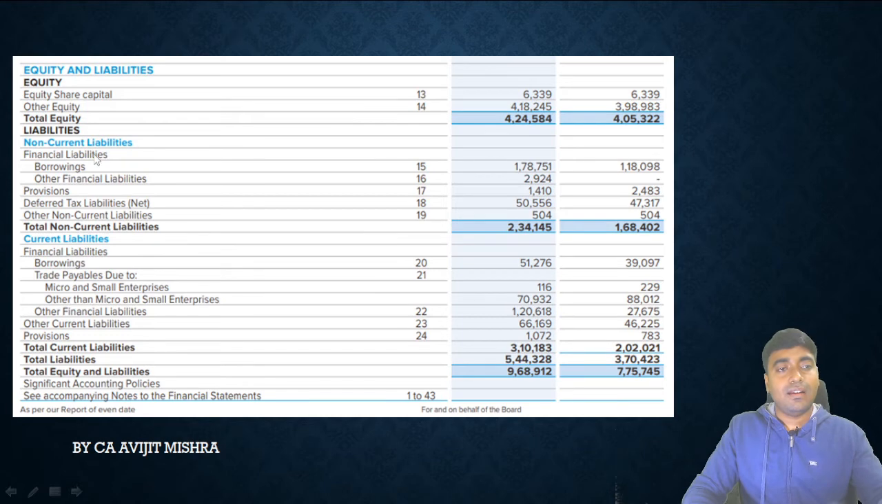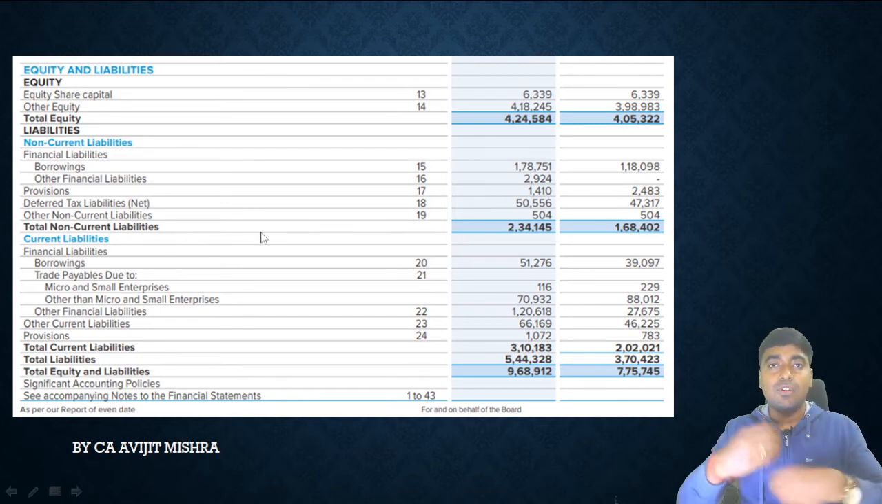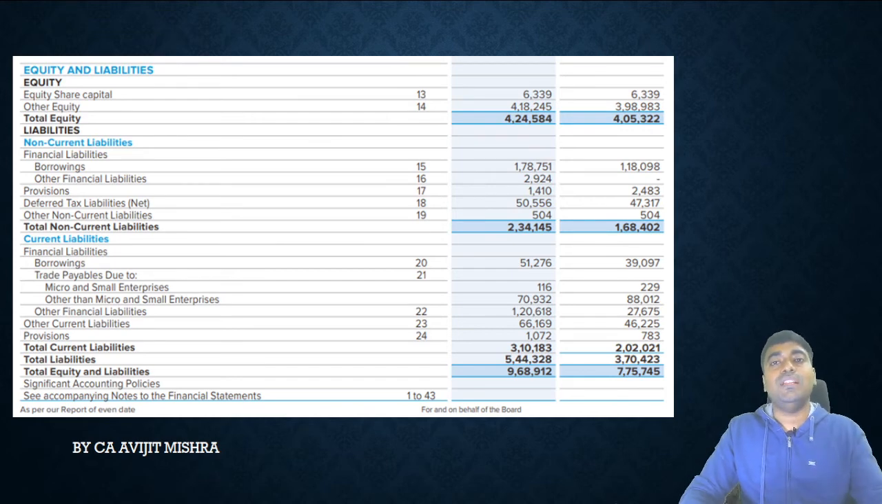Now again, in the liability portion, there are two components. One is the non-current liability and another is the current liability. What is the meaning of non-current liability? Same concept: non-current means not payable within 1 year. That is basically called non-current liability. Same way, current liability means which is payable within 1 year or 12 months or a very short span of time. That is basically called the current liability.